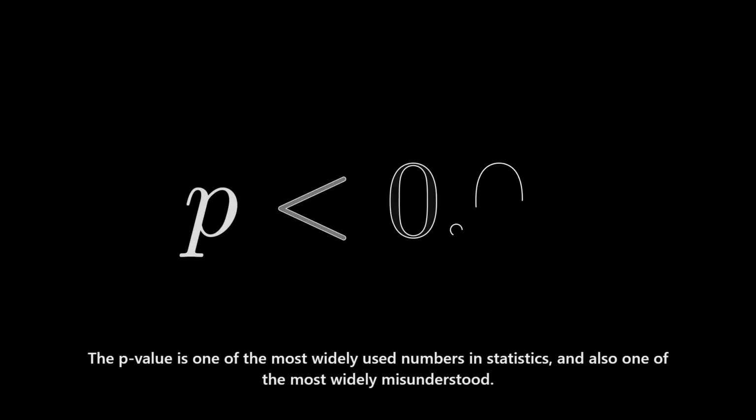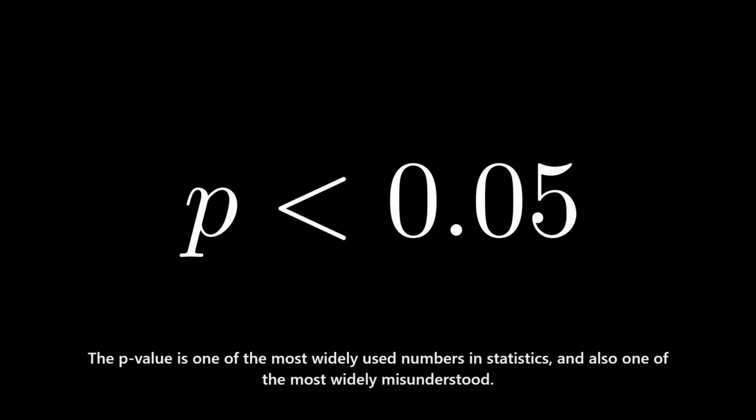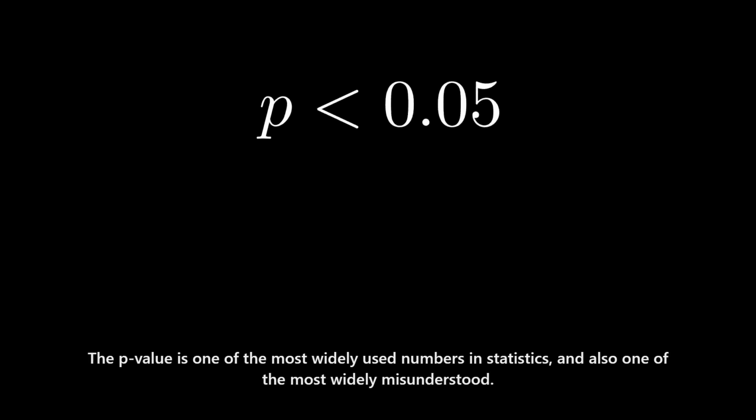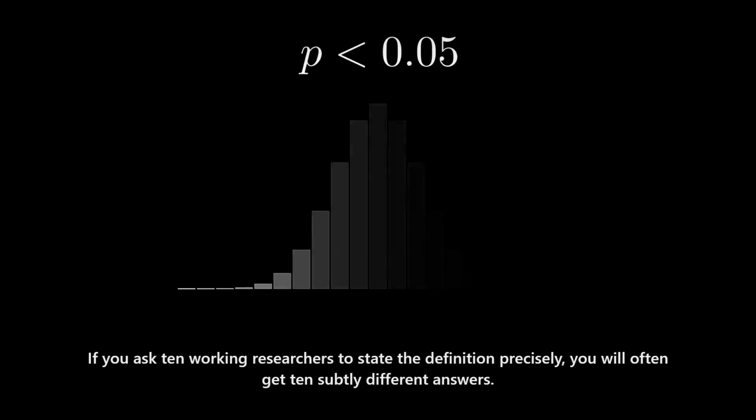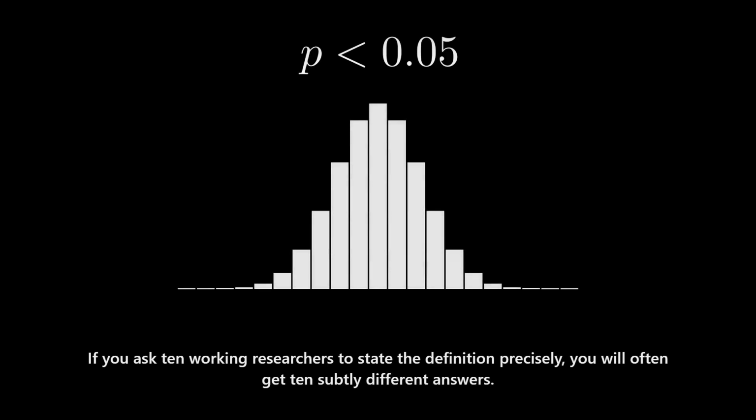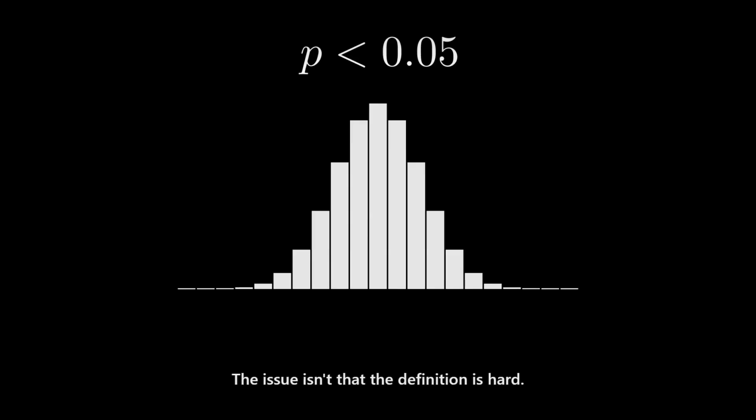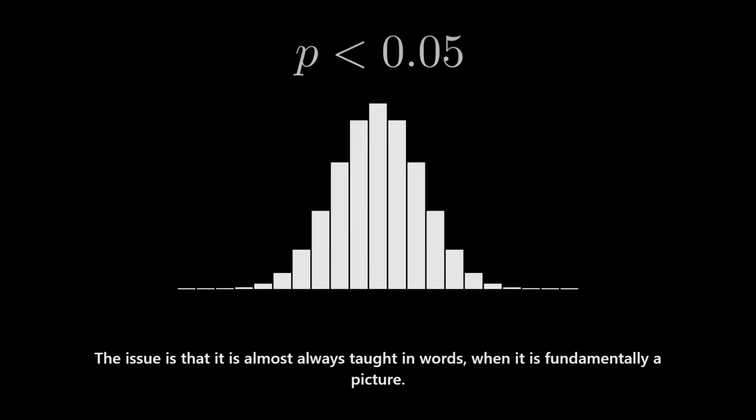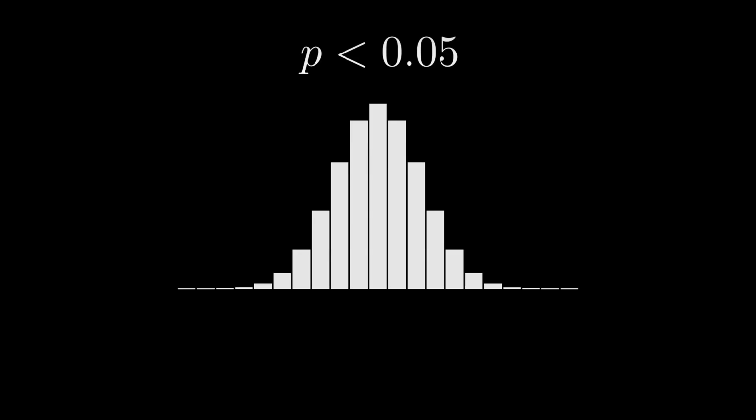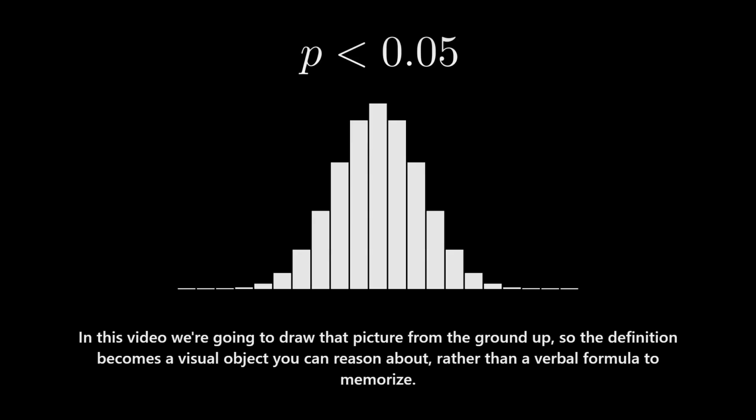The p-value is one of the most widely used numbers in statistics, and also one of the most widely misunderstood. If you ask 10 working researchers to state the definition precisely, you will often get 10 subtly different answers. The issue isn't that the definition is hard. The issue is that it is almost always taught in words, when it is fundamentally a picture. In this video, we're going to draw that picture from the ground up, so the definition becomes a visual object you can reason about rather than a verbal formula to memorize.